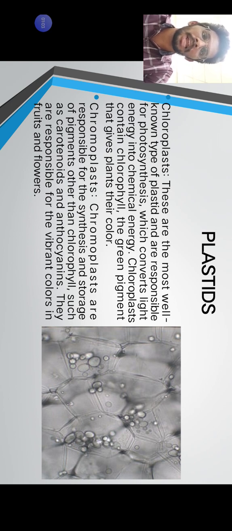Chromoplasts. Chromoplasts are responsible for the synthesis and storage of pigments other than chlorophyll, such as carotenoids and anthocyanins. They are responsible for the vibrant color in fruits and flowers.